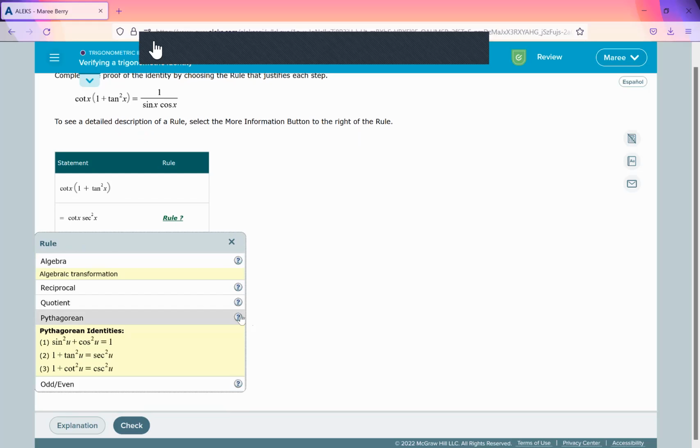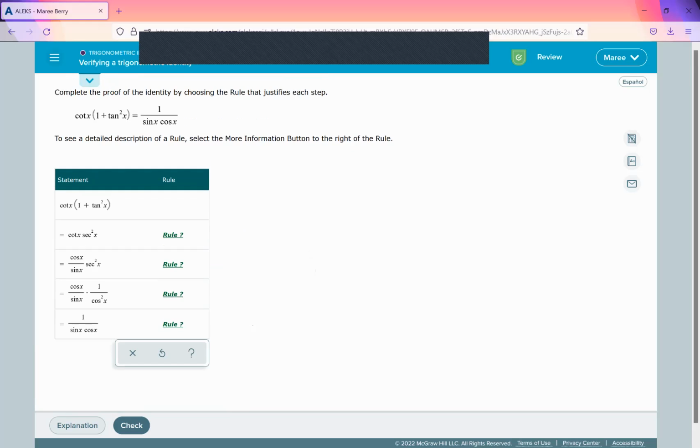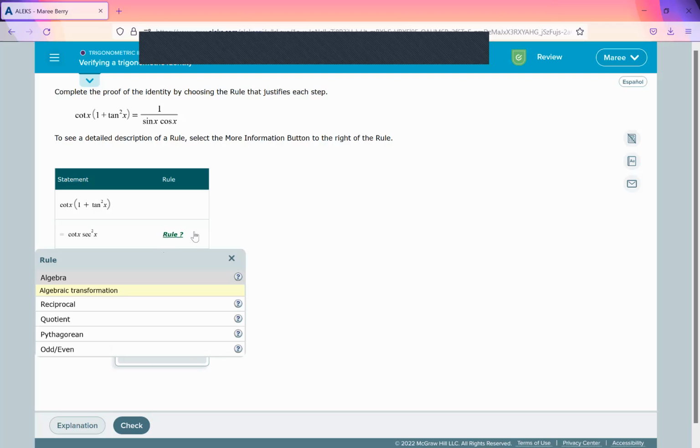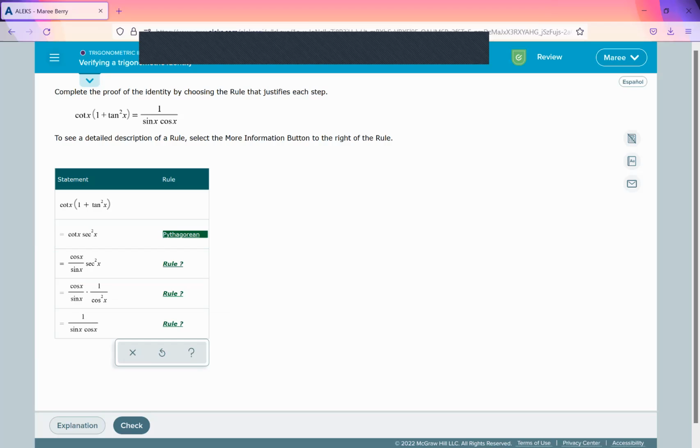Okay, so as we go through this, we're going to look at this 1 plus tangent squared x is actually equal to the secant squared x. And that is a Pythagorean identity. So we're going to come down here. We're going to pick the Pythagorean identity. Then they changed cotangent.